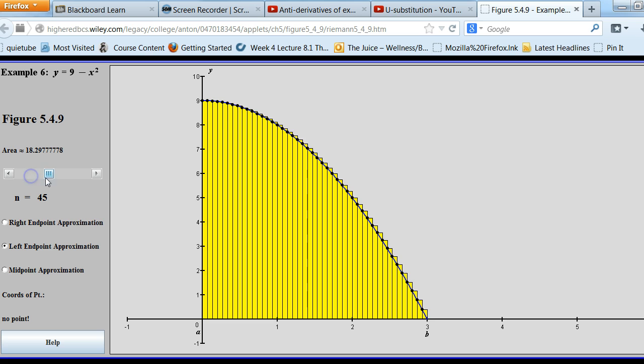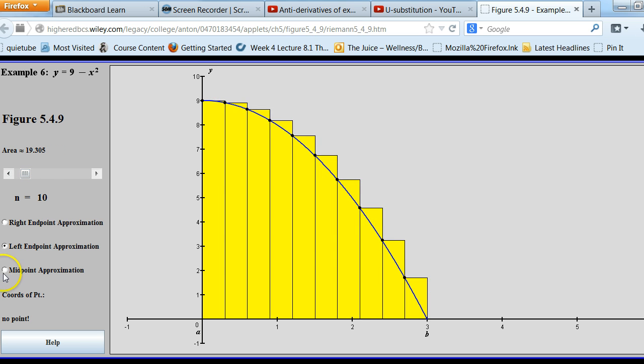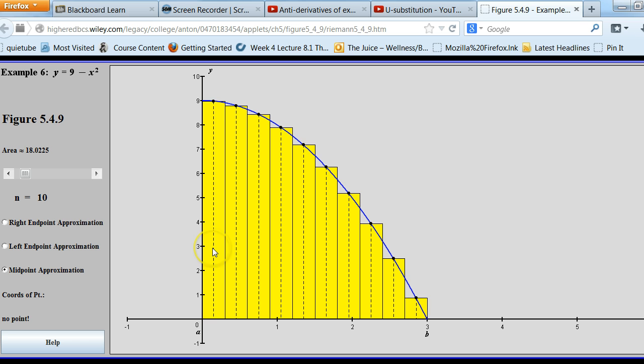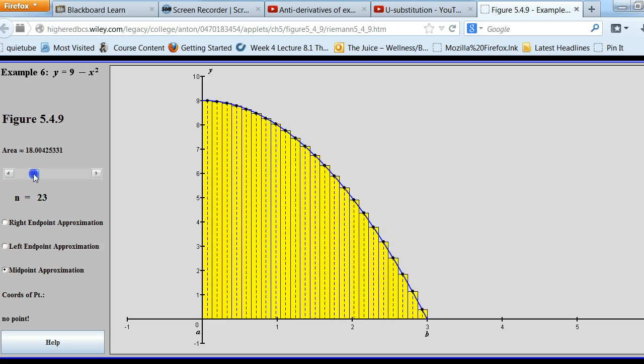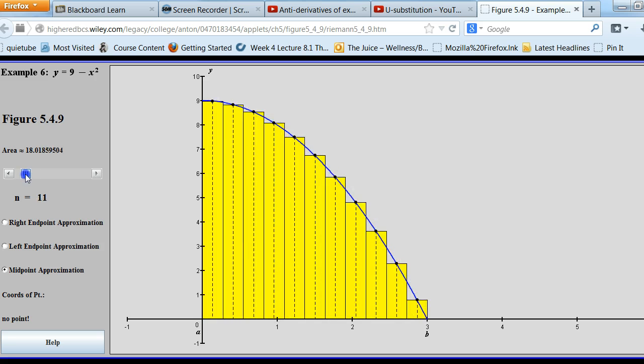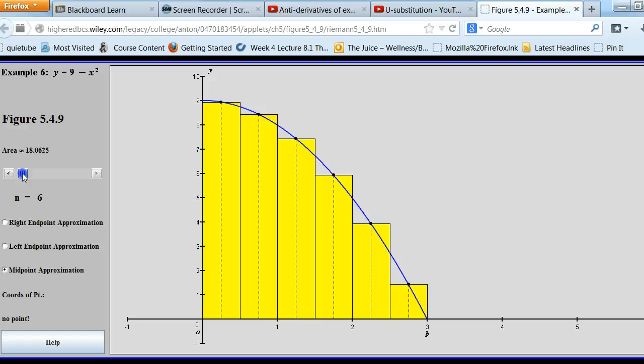Let me show you the midpoint. Midpoint is a little more accurate. Notice already with like 10 of them, you get a pretty good approximation. And of course, at 20, that's already very good. So if you have, let's say, few of them, notice how each rectangle is touching at the midpoint. Okay, so this is just an example. Let me see if I can get back to our notes.